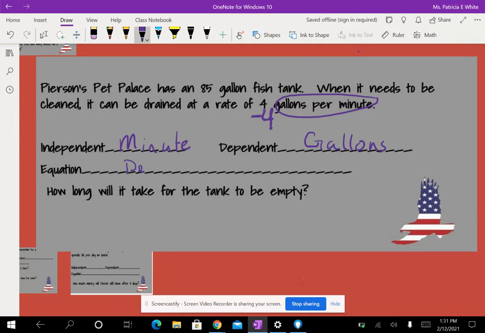Remember again, dependent, rate, independent, multiplying, plus the start point, right? Okay. Dependent, gallons, equals rate. Gallons per minute, that was 4. So that's a negative 4, times the minutes, plus, where are we starting at? We're starting out with having 85 gallons in there. Okay. All right.